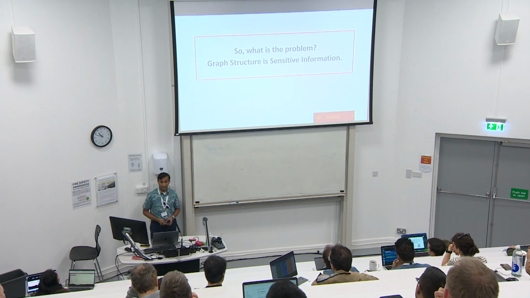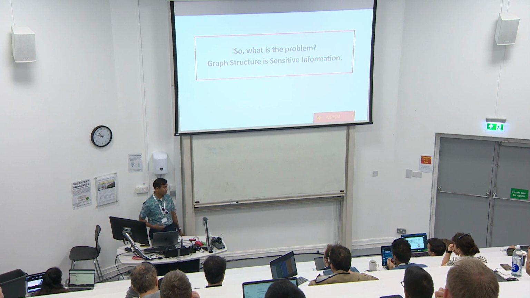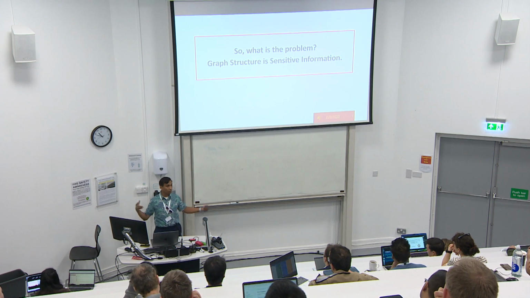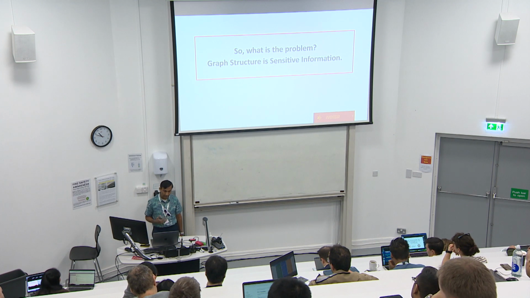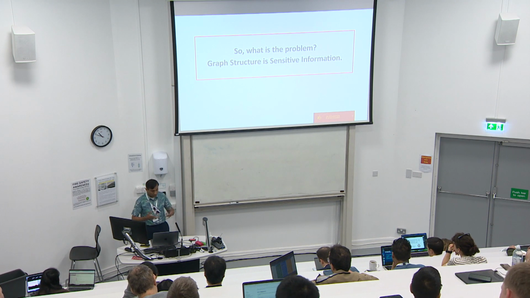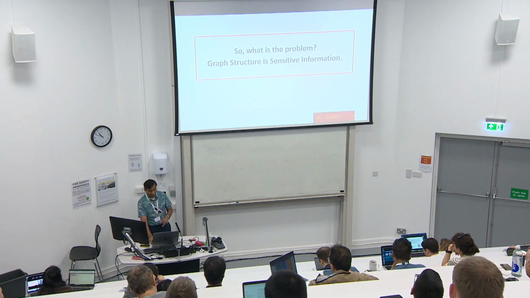So the issue is that the GCNs are using graph structure, and graph structure is sensitive information. So for example, I don't necessarily want anyone to know who I'm talking to or who I'm connected to on my social network. And so same with many of us who are worried about our privacy, and these structures expose substantial information about who we are in society.